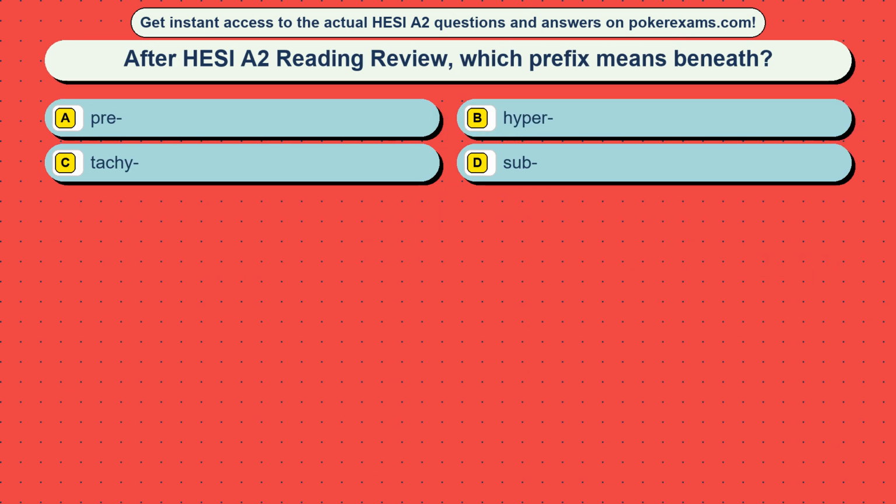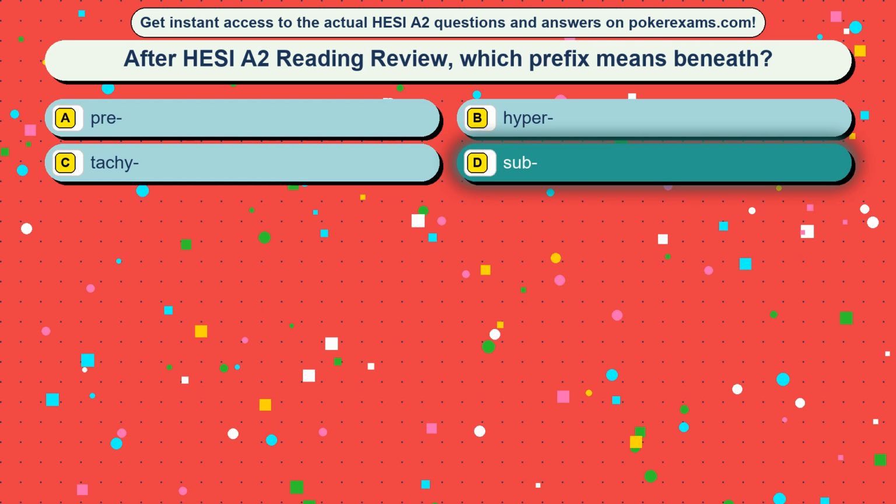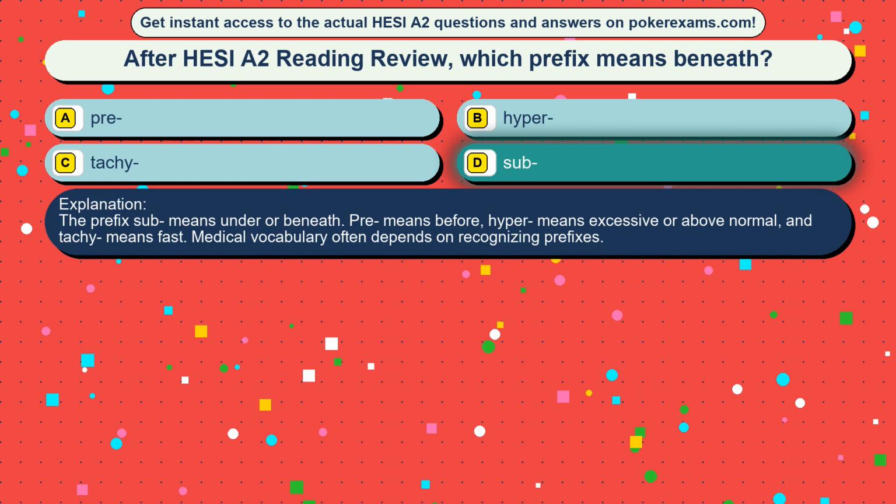Question 46. After HESI A2 reading review, which prefix means beneath? Option A, pre. Option B, hyper. Option C, tachy. Option D, sub. The correct answer is option D, sub. The prefix sub means under or beneath. Pre means before, hyper means excessive or above normal, and tachy means fast. Medical vocabulary often depends on recognizing prefixes.